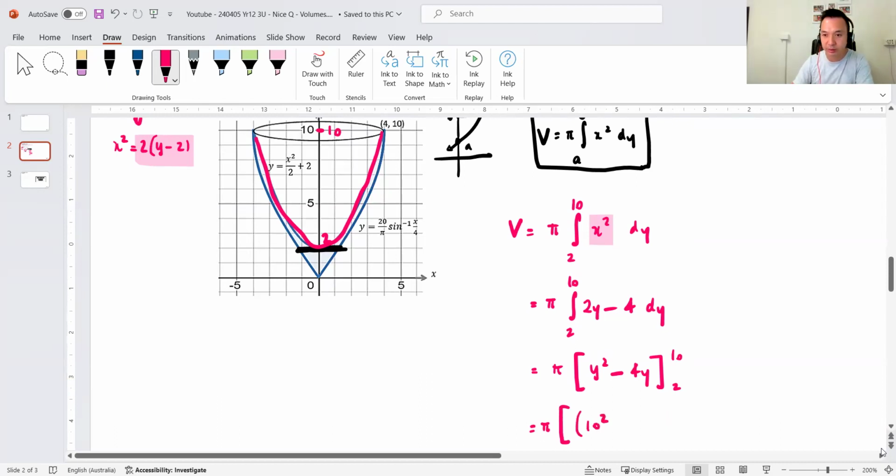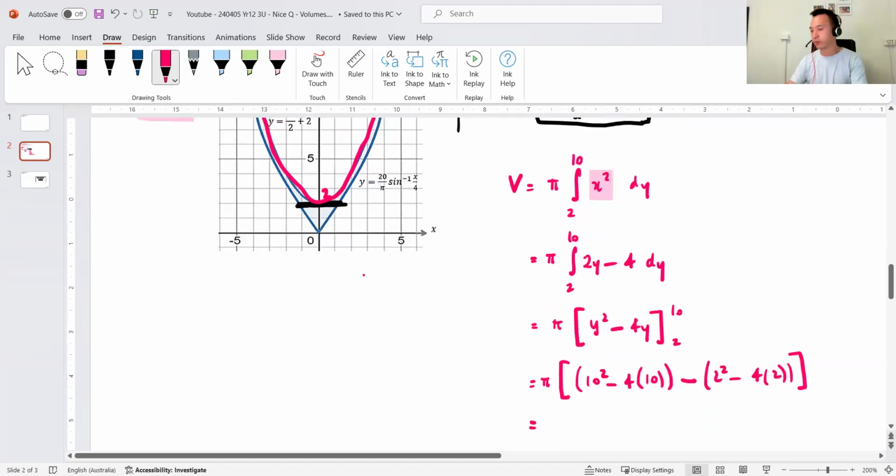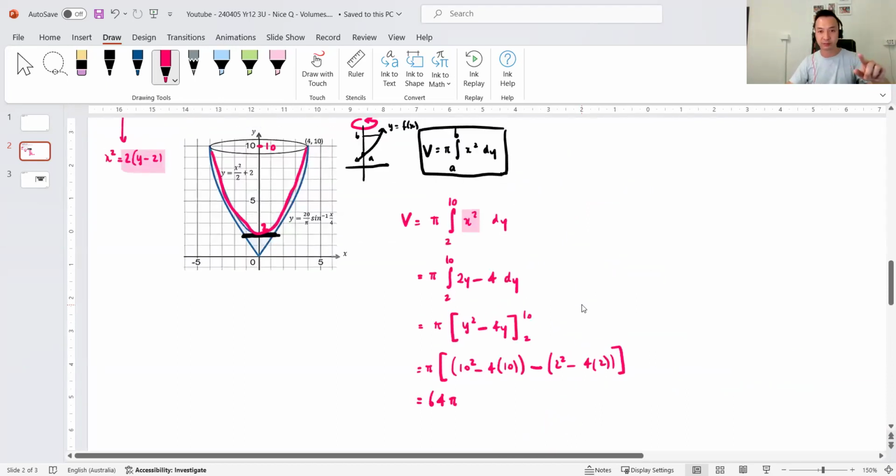10 squared and minus 4 times 10, minus 2 squared, minus 4 times 2. Now, calculator: minus 40, minus 4, minus 8. So I got 64 pi. Yeah, 64 pi. That's my parabola, right?